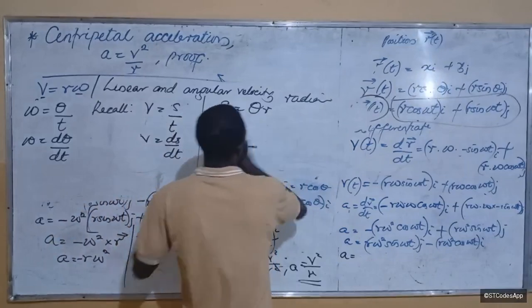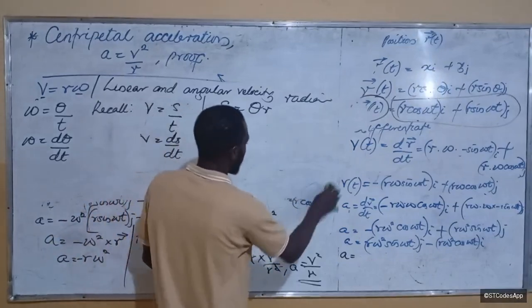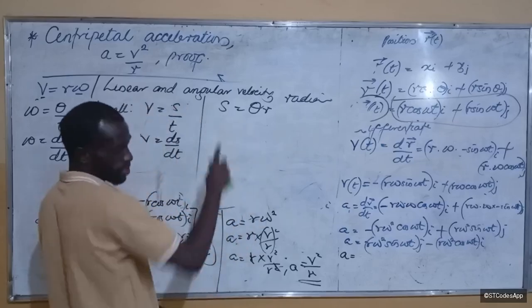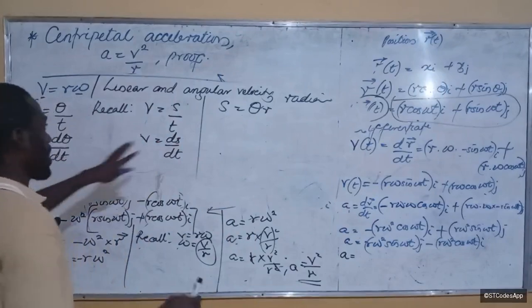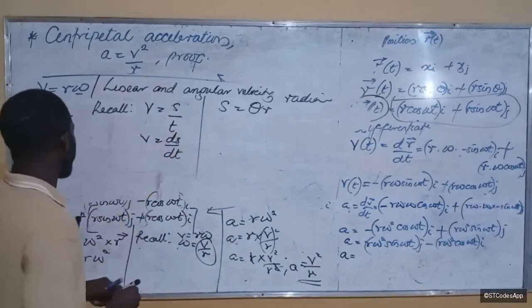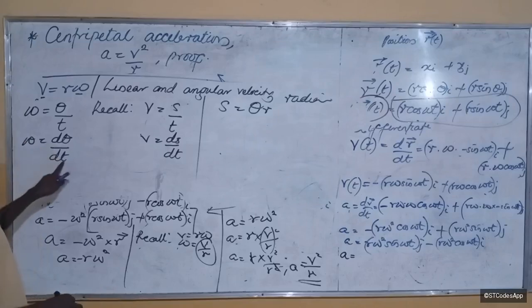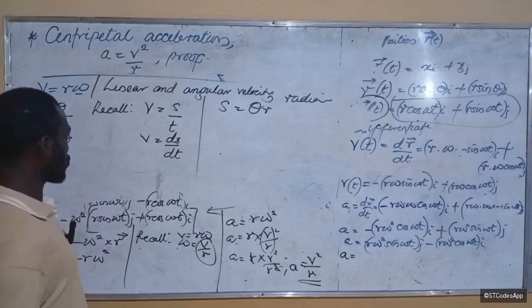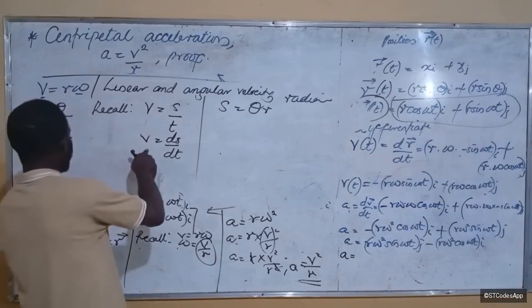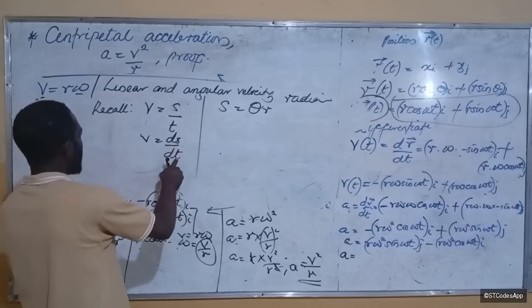So for very small angles, since the angle is measured in radians, this will be the same as this. So you already understand this. Now from here, I can begin to manipulate things. You know that omega is d theta over dt. You remember, this is ds dt.